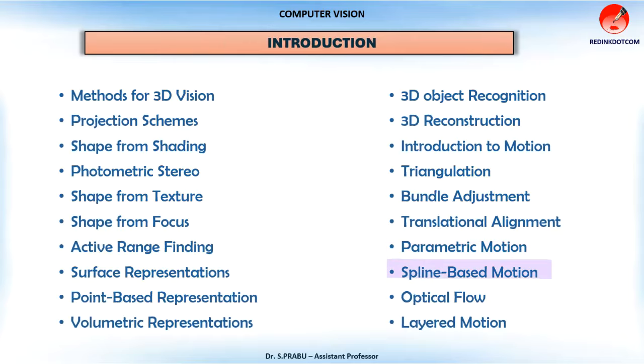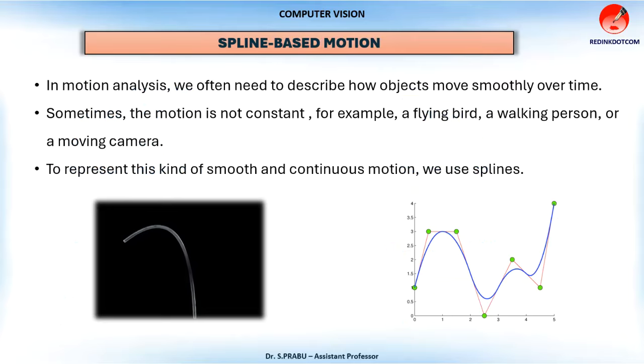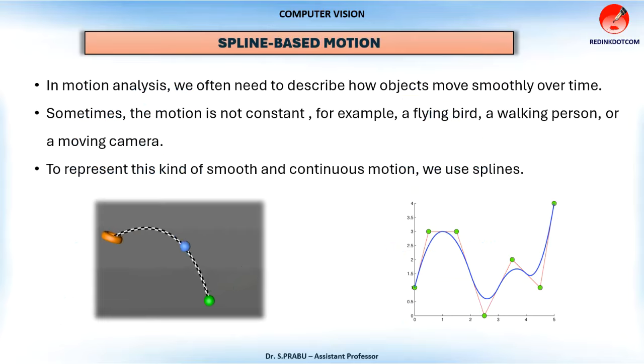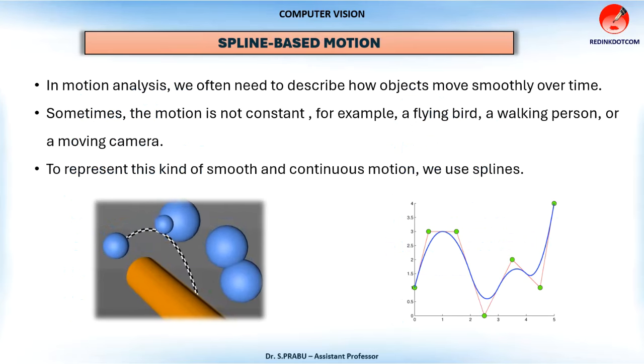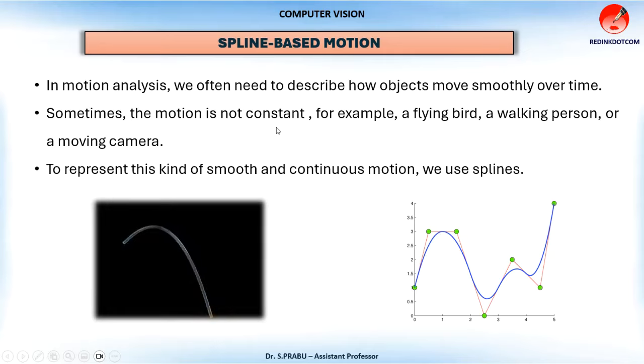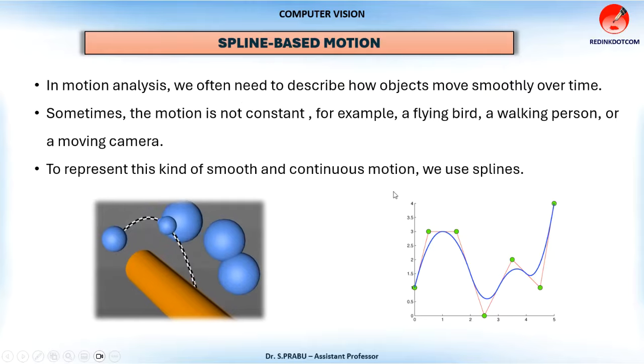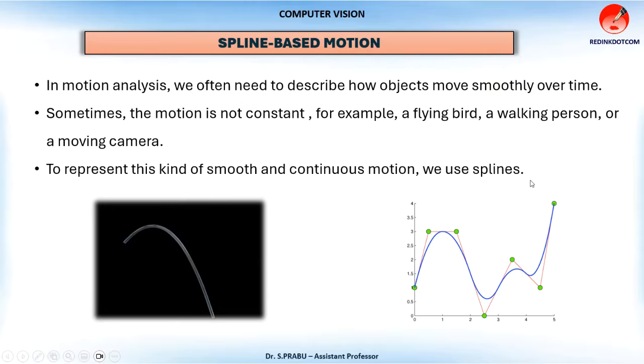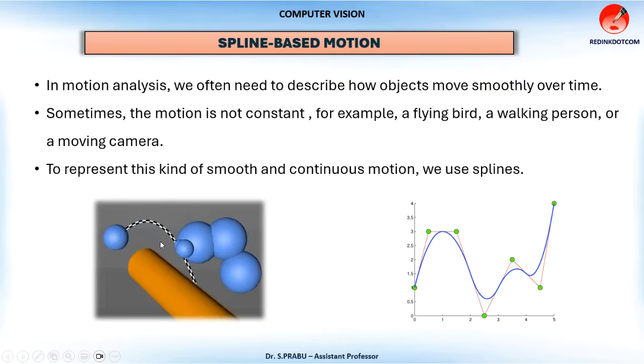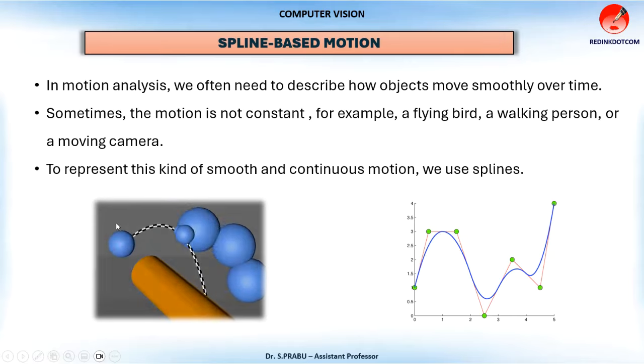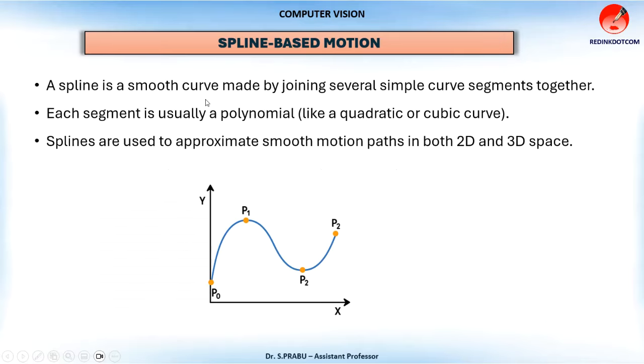The next topic is spline based motion. In motion analysis, we should tell, in different time sequences, how the objects can be moved smoothly, because in real time the movement is not constant. To make this smooth movement, we need splines. So the spline guides how the objects can be moved smoothly. A spline is a smooth curve made by joining several points.